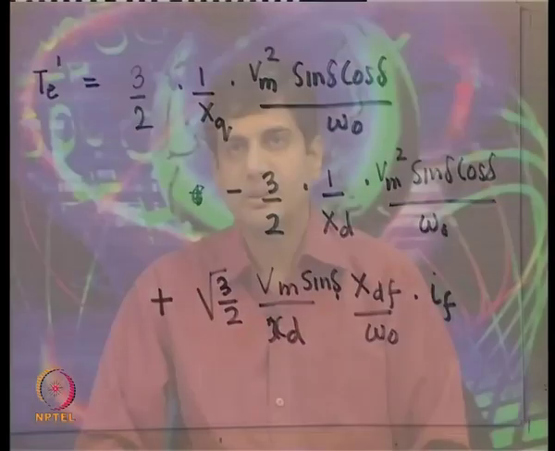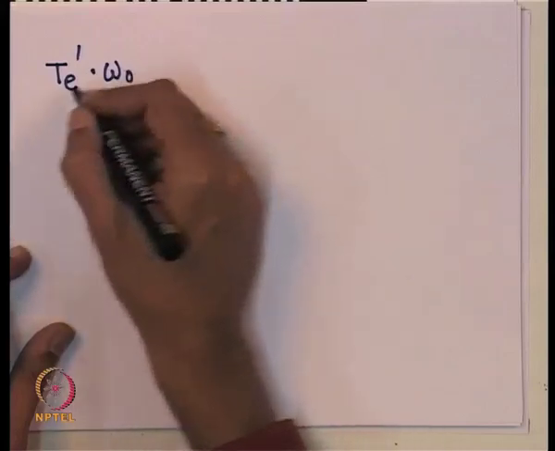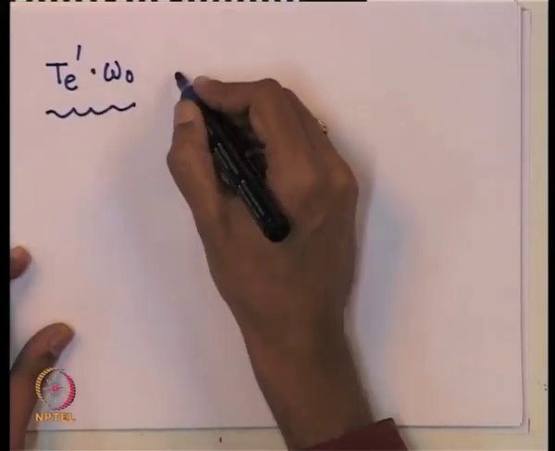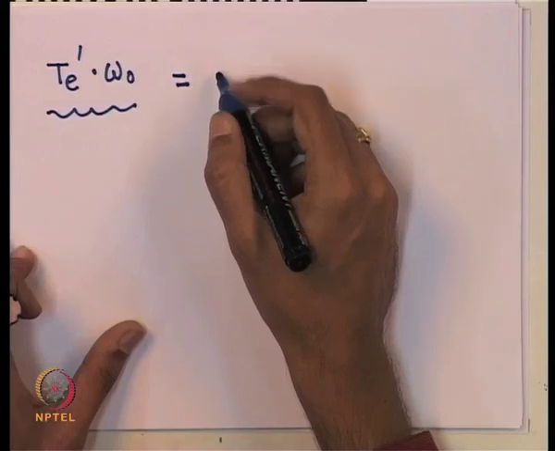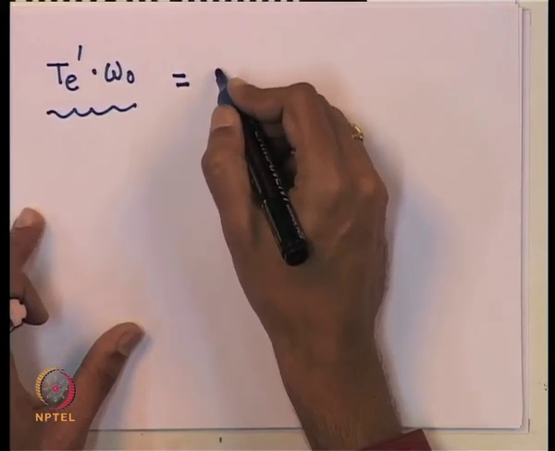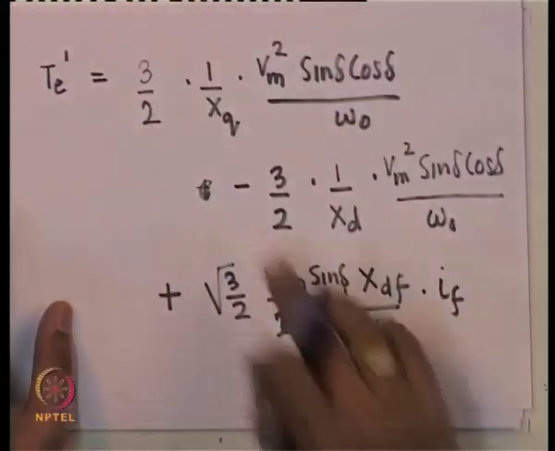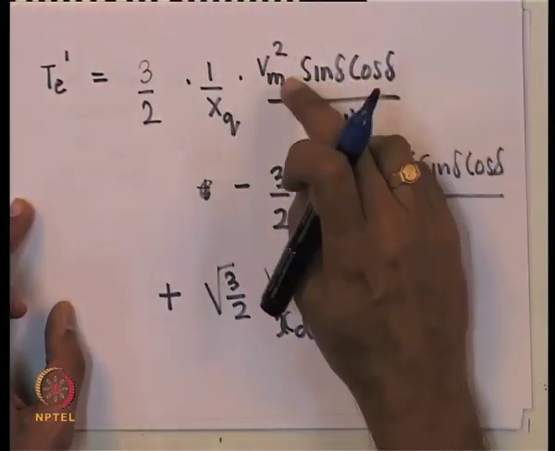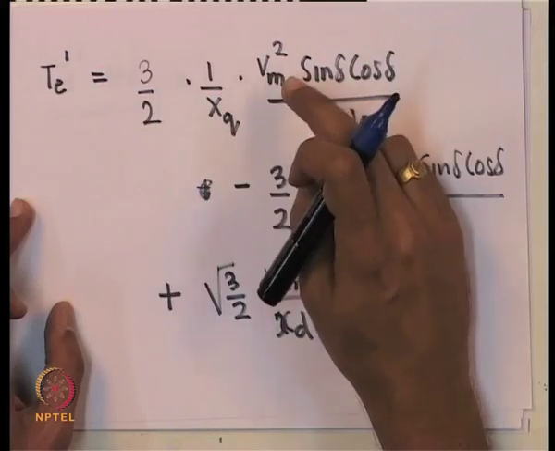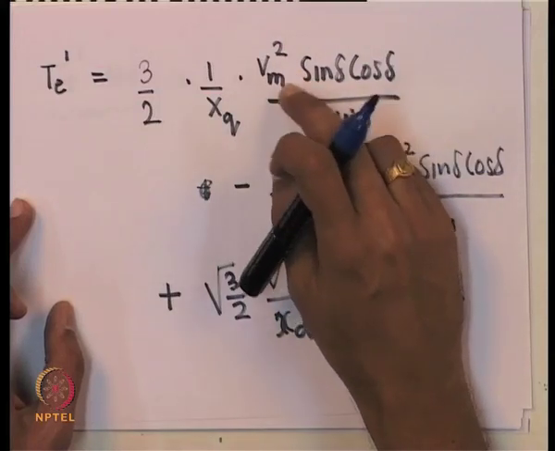Now, does this expression look familiar to you? This expression in fact is something we probably did in our undergraduate years. I will just rewrite this. T dash times omega naught is the power. If you look at the power, it is nothing but 3 by 2 times V m square. Actually, V m is the phase to neutral peak value.